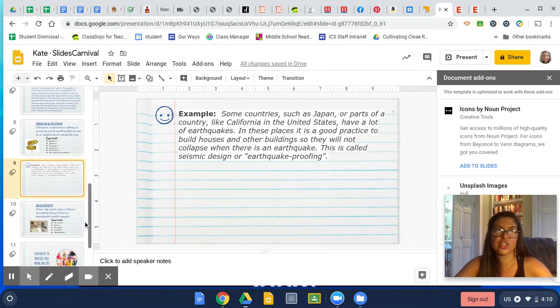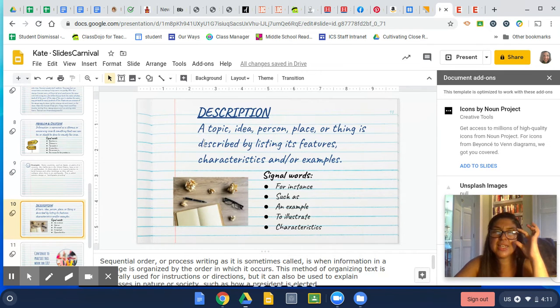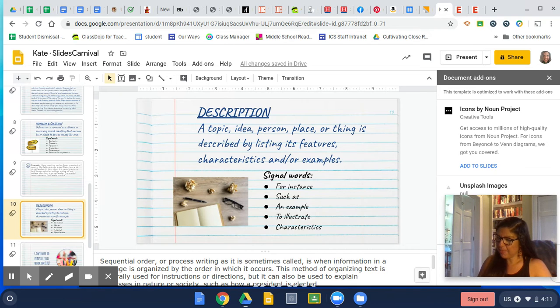The last structure that I want to look at is description. And this is the one I think Mrs. Ash is going to use. Remember, I decided on my topic of John Trudell. I think a description structure is going to work best for me, and we'll take a look at what that looks like. So description: a topic, idea, person, place, or thing is described by listing its features, characteristics, and or examples. Some signal words that you might include in your piece of writing, or that you might see included in other writing that's done in this way, are for instance, such as, an example, to illustrate, characteristics.